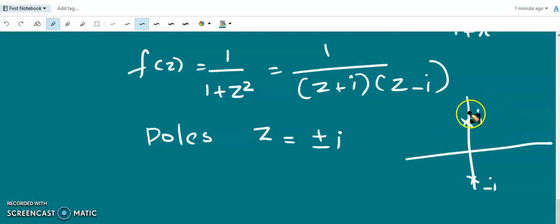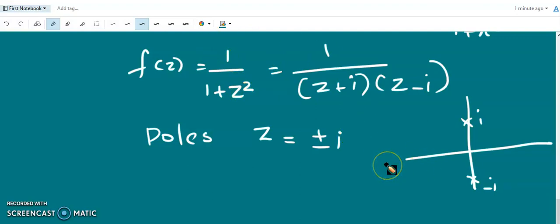So we only need to consider this one. We have to find the residue at this pole, and we can see that there are no poles on the real axis, and this function has poles of the order of 1 over z square. The numerator degree is 0 and the denominator degree is 2. So the degree of the denominator is at least 2 greater than that of the numerator.